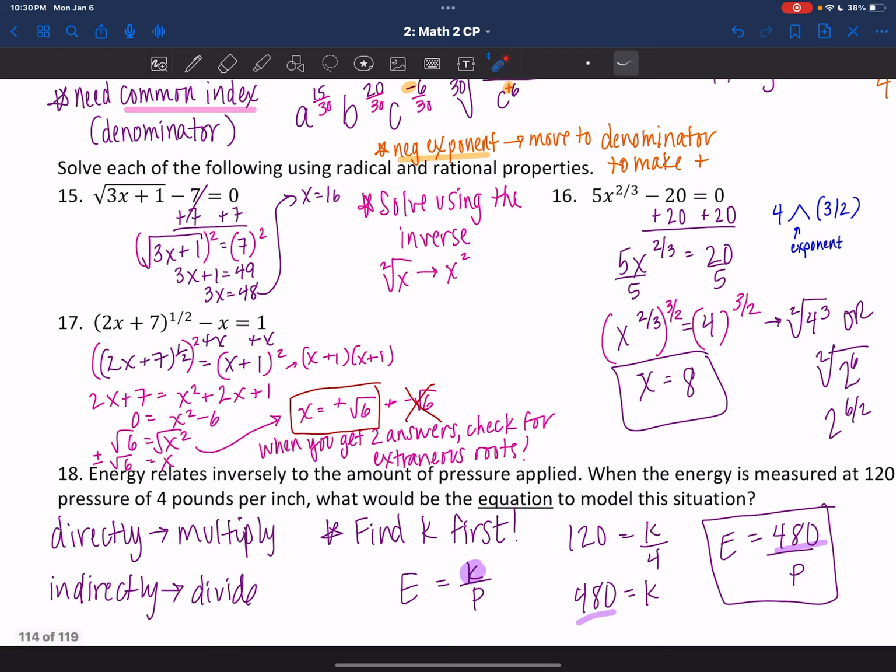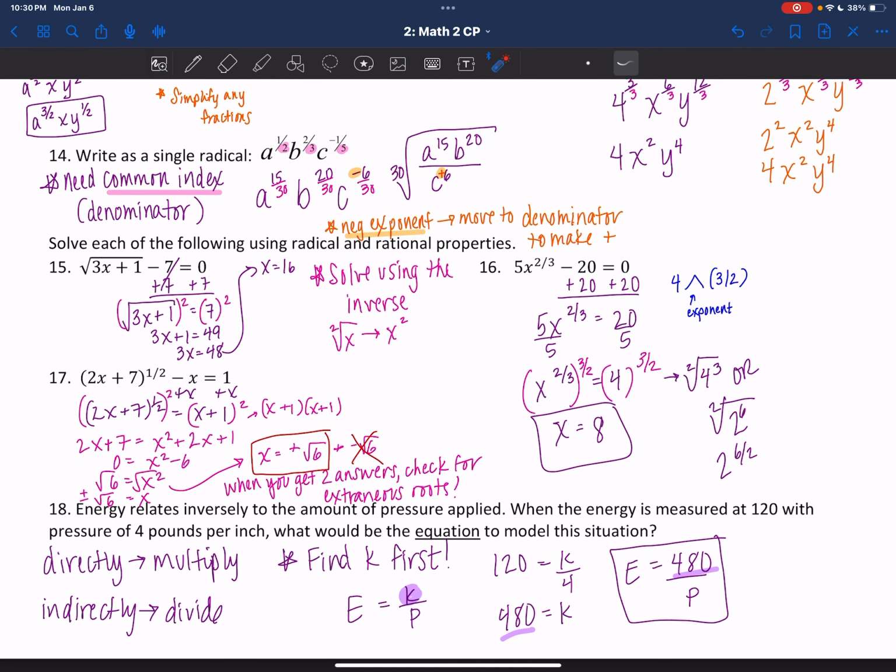All right. And then for this one, it says it's inverse variation. So inversely, when it's measured 120, pressure 4 inches, what would be the equation? So remember, if it's direct, you're going to multiply. So it would be like k times x or whatever it is. And if it's inverse, you're going to divide.